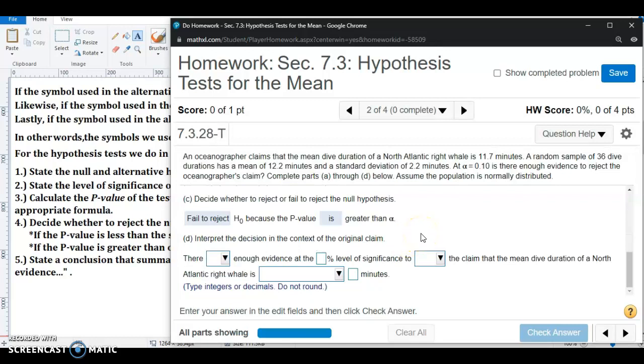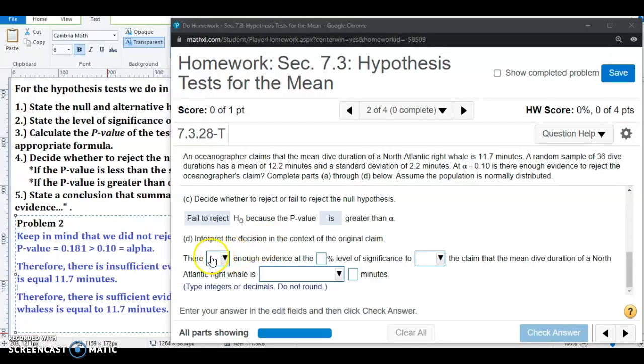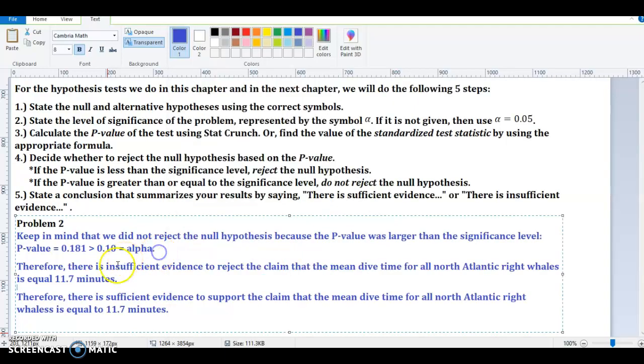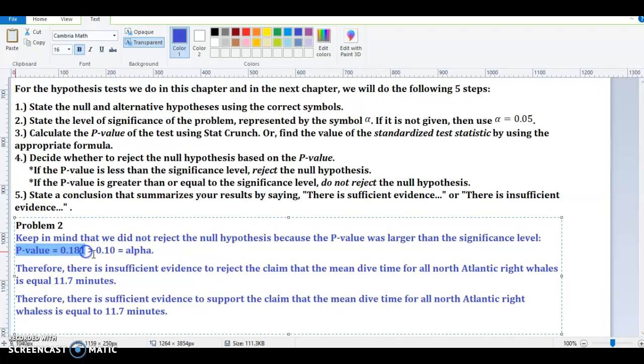Okay, and then we're going to interpret the decision in the context of the original claim that was given in the problem. Okay, so we're going to complete the sentence in part D of the problem, okay, to interpret the decision that we just made. Okay, so keep in mind that we did not reject the null hypothesis because the p-value was larger than the significance level, right? So in other words, our p-value, which was 0.181, okay, is greater than our significance level of alpha equal to 0.10.